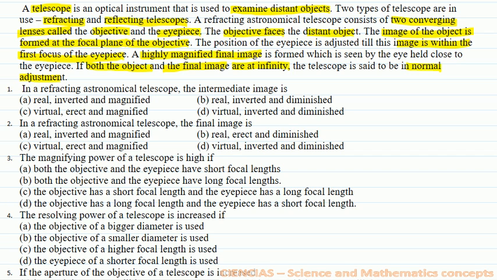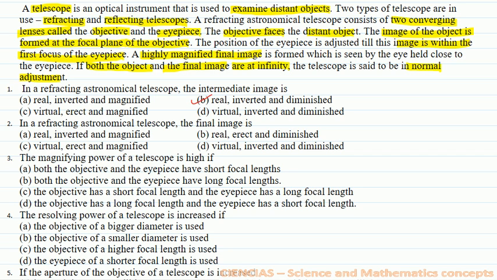Now since the object is at infinity, the image will be formed at the second focus of the objective. So it is between objective and eyepiece, so the image formed is real. And real image is inverted, and when the object is very far away, the image formed is smaller, that is diminished. So option B is the correct choice.